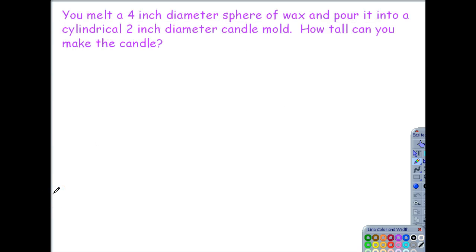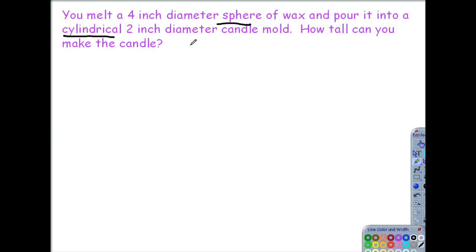All right, next one. You melt a 4-inch diameter sphere of wax and you pour it into a cylindrical 2-inch diameter candle mold. How tall can you make the candle? Now let's talk again for a minute because here I see that we've got a cylinder and we've got a sphere. If this is taking a ball of wax and melting it so I can make a candle out of it, what's the same with both of those?